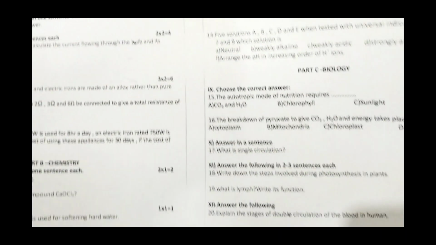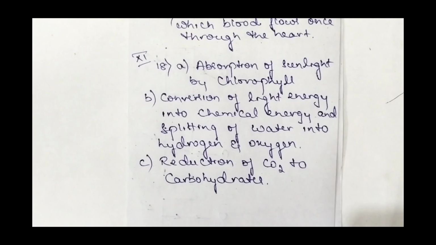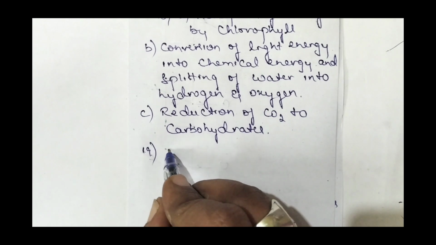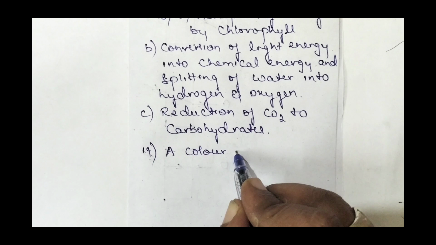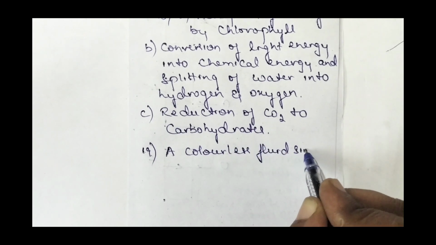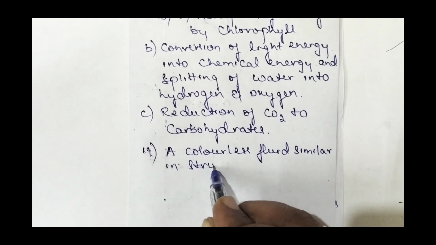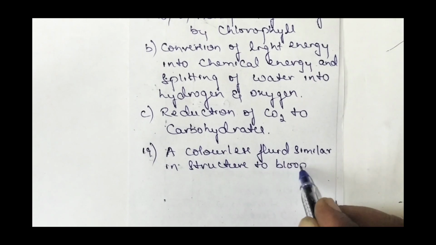So let us move to the 19th question. The 19th question is, what is lymph? Write its function. So we have to write down what is lymph and its function. So let us write what lymph is. A colorless fluid similar in structure to blood is called lymph.